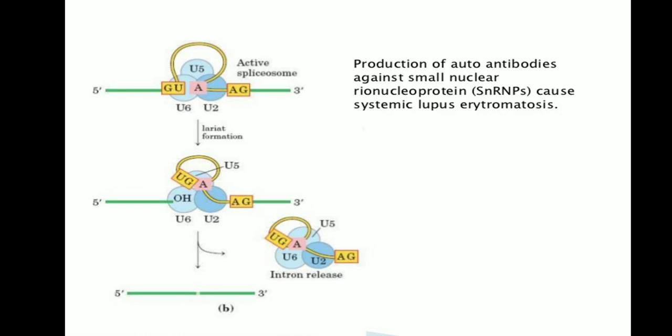So here you can see the lariat will be removed, right? So in this C2 complex the 3 prime splice site is cleaved and the exons are ligated, and the spliced RNA is released and the lariat is debranched.